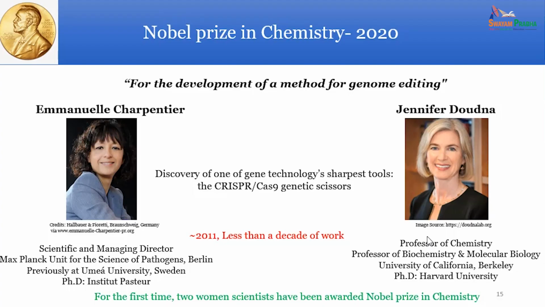But this particular concept of genome editing has become so popular that it won the Nobel Prize within 9 years of its discovery. It was awarded to two female scientists, Emmanuelle Charpentier and Jennifer Doudna. It is important to note that this is the first time two women have shared a chemistry Nobel Prize. The Nobel Prize itself is interesting both for the number of years it took to reach that level and for the people who got it. One is from UC Berkeley, the other is from Institut Paris, where she did her PhD.